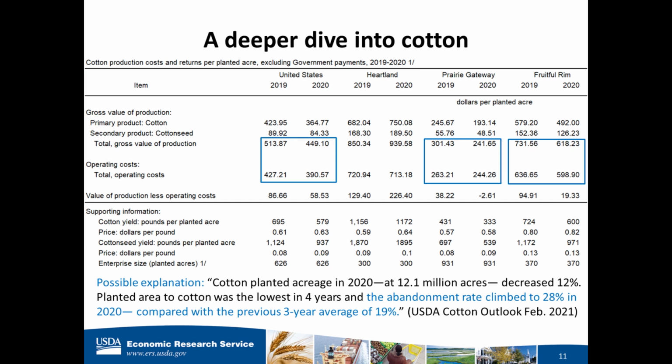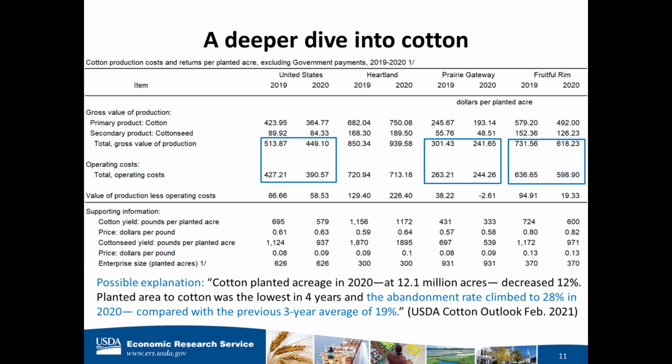The first column to the left represents the estimates for 2019, and the column to the right represents the estimates for 2020. So as you can see, the gross value of production for the United States went from $513.87 to $449.10. We saw a big decline in that category. So in order to really calculate value of production, we have to look at gross value of production and operating costs. So what are we seeing in operating costs?